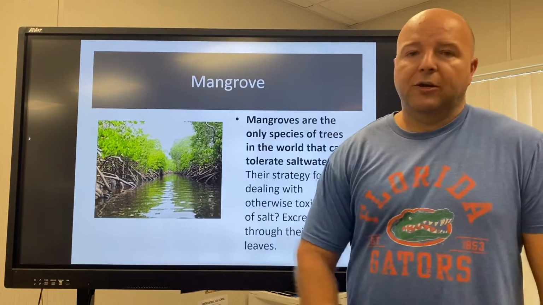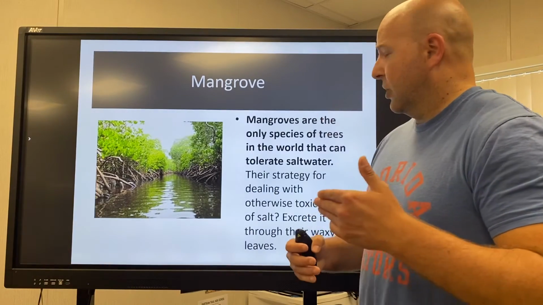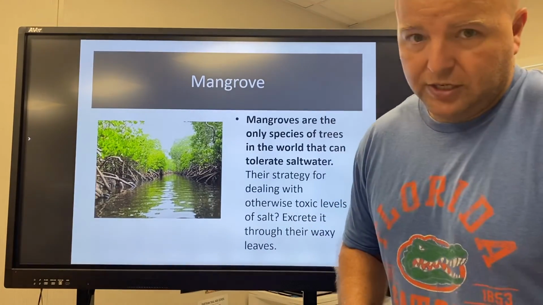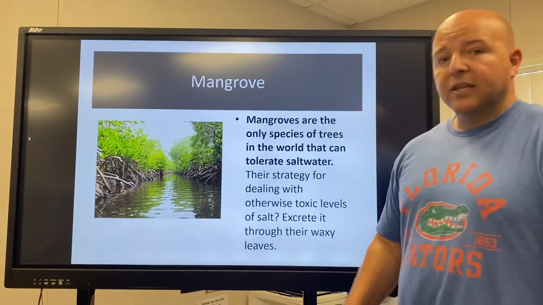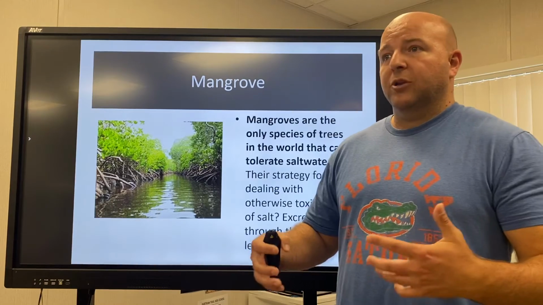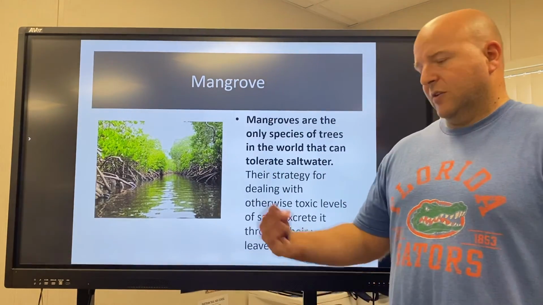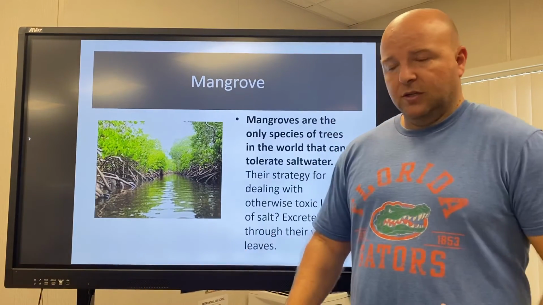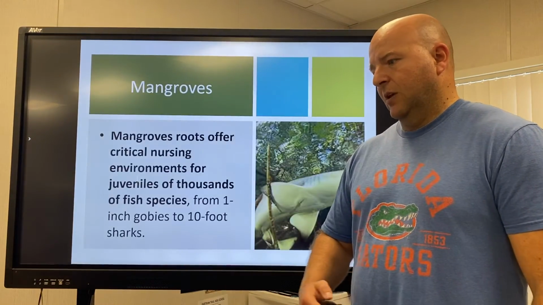Then we get to mangroves. This is the last one that we'll talk about today. Mangroves are the only species of tree in the world that can tolerate salt water. The way that they tolerate this salt water is that it gets soaked into the plant through the roots, but then it's excreted through the leaves. So they're able to get rid of some of the salt that they soak in order to stay alive.